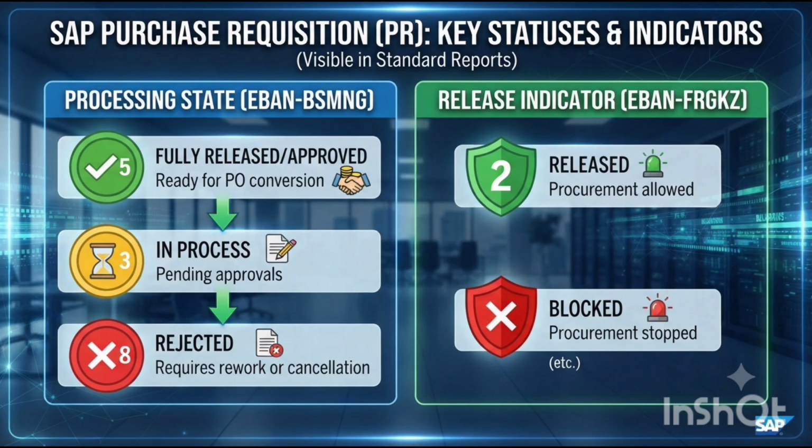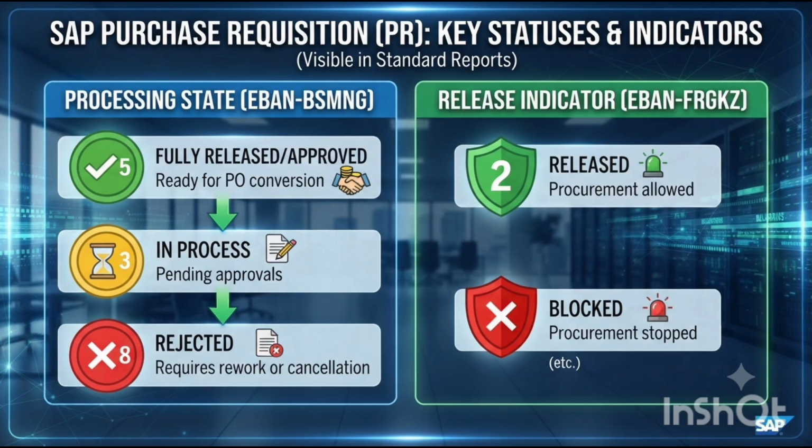So, to effectively monitor procurement workflows, you need to understand the key statuses and indicators visible in standard SAP reports. Acquisitions are categorized by their processing state. A status of 5 indicates that the PR is fully released and approved, meaning it is completely ready for conversion into a PO. A status of 3 means the document is currently in process, waiting on pending multi-level approvals. Meanwhile, a status of 08 signifies that the requisition has been rejected, requiring administrative rework or formal cancellation.